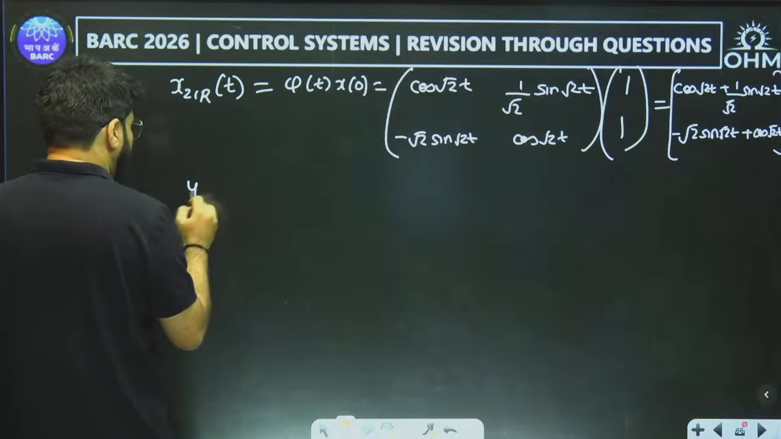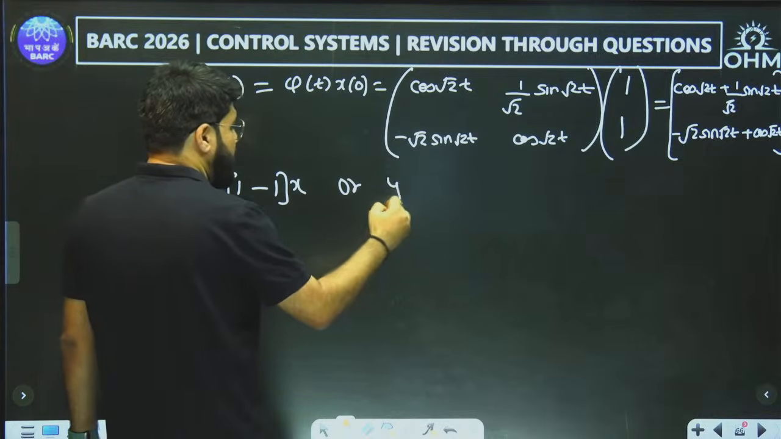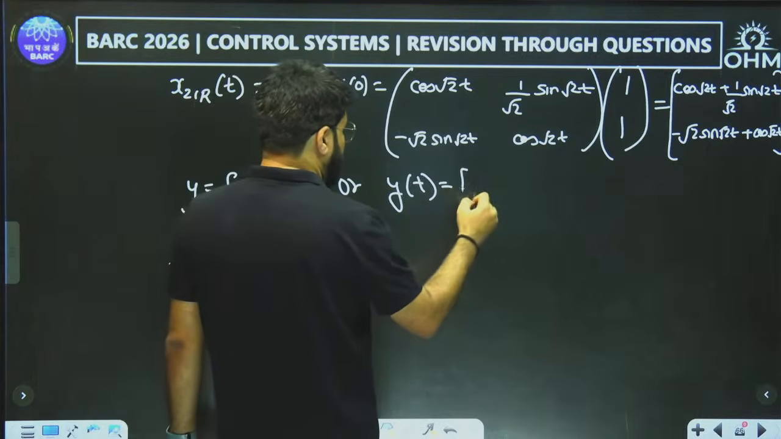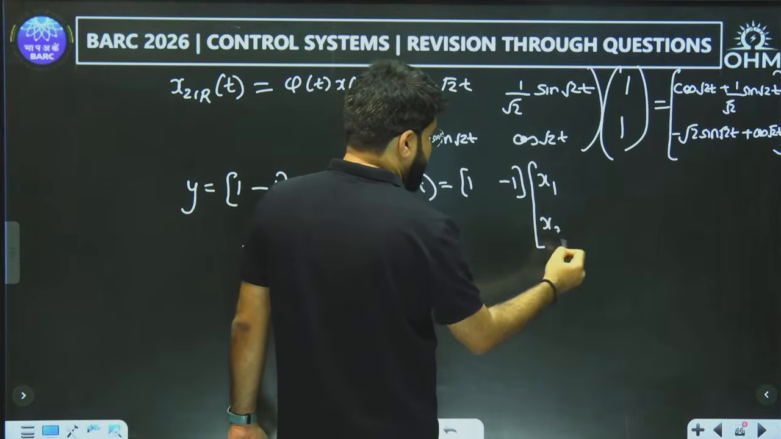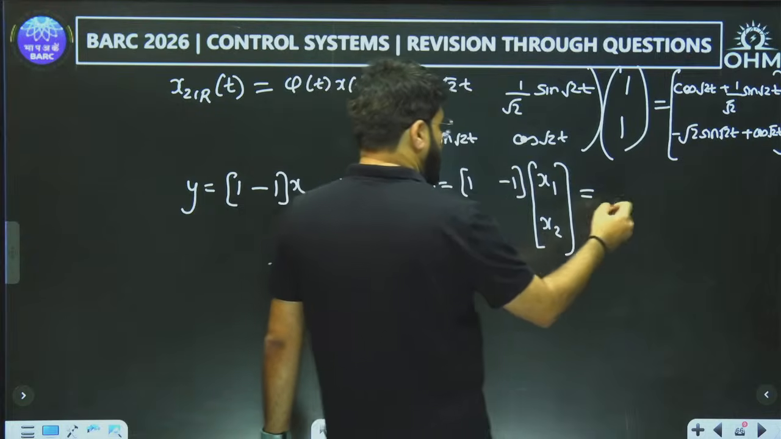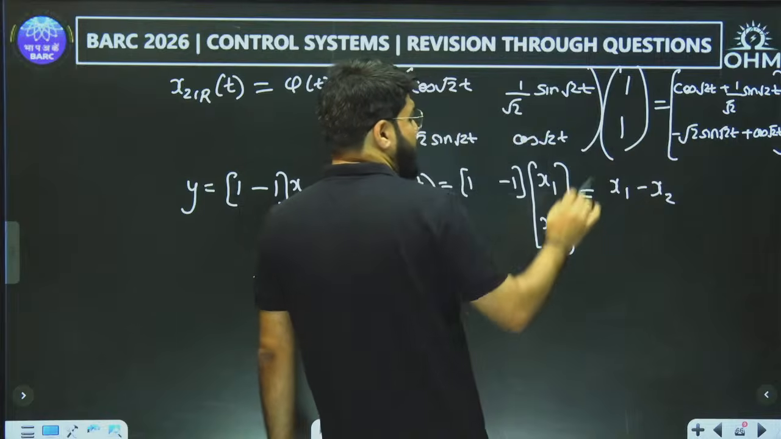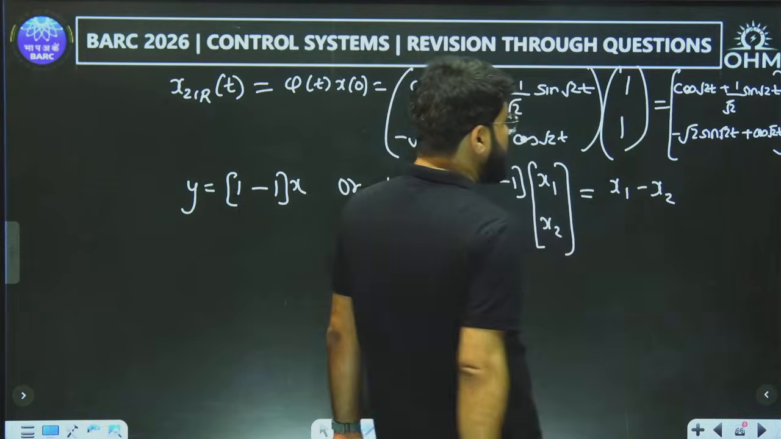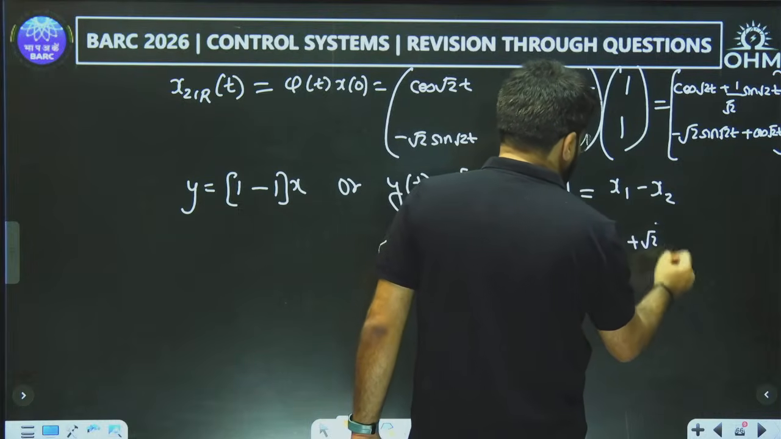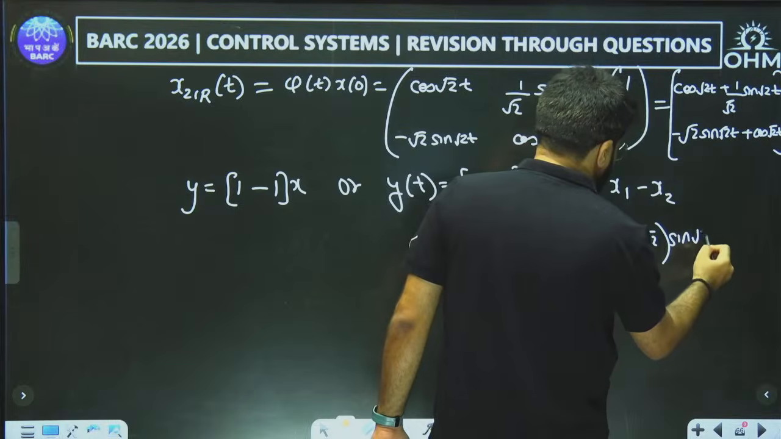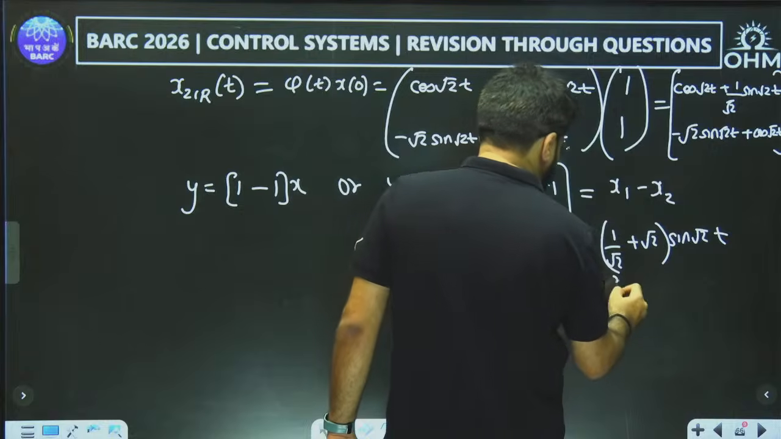Now, what is the output equation? Output equation is given as 1 minus 1 into x, or if you write this way, output equation y of t is equal to 1 minus 1 into x of t, where x of t, the state vector, consists of two states, x1 and x2. So when you open it, you will get x1 minus x2. When you subtract these two, cos root 2t will get cancelled. Your answer will be 1 by root 2 plus root 2 sin root 2t, and when you simplify, root 2 into 2, 2 plus 1, 3 by root 2.